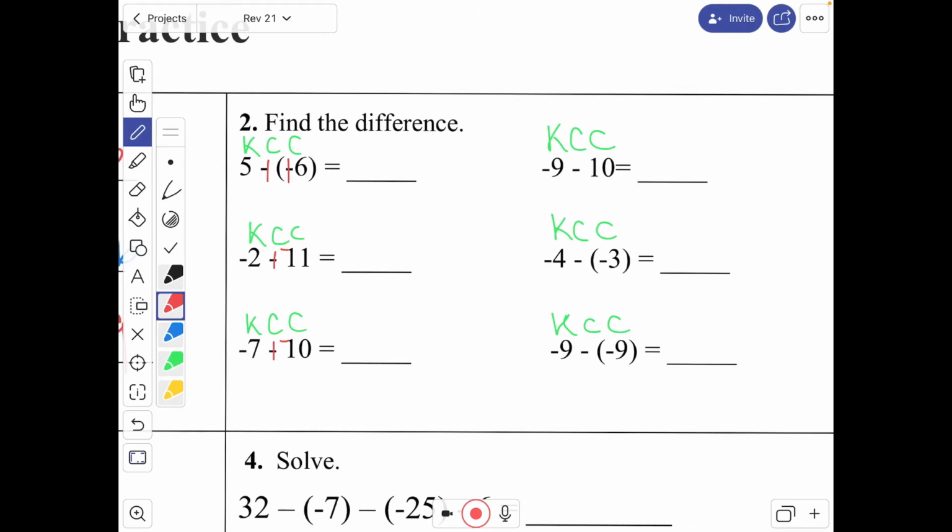There is a shortcut you can take. Instead of rewriting the whole problem, you can just make the minus sign into an addition sign and change the sign of the second number. So change the sign, add a line. For example, negative 9 minus, make it a plus, and that's positive 10, so it becomes negative 10.